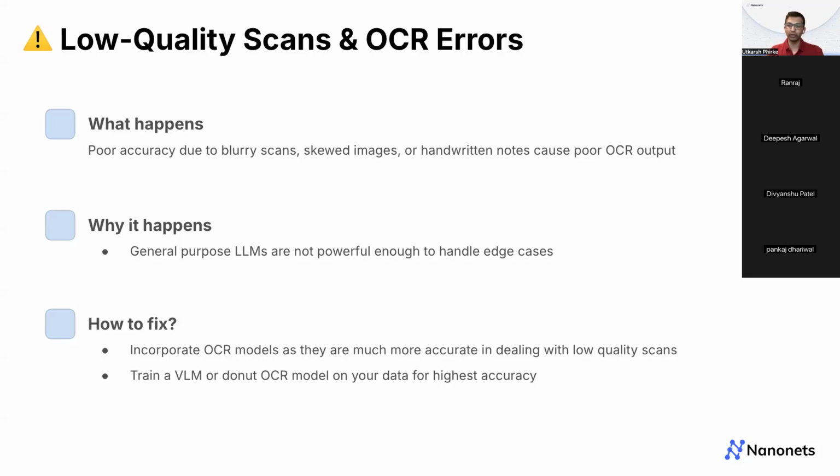If you have very difficult data, sometimes the specialized OCR models will also not work. In that case, you will need to train a VLM or there are OCR models which you can train on your data. So one example is donut OCR. So you train models like that, which will learn from your data, and that will help you. So if you're dealing with manuscripts which were written in the 18th century, then you'll need to try these things.